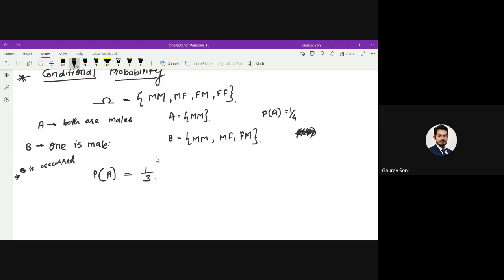Yes. So what is happening here is when the event B has already occurred, that is, one of them is male, that is fixed, then there are only three sample points. Those are these three. And then if I look at the event A, which is both are male, then the probability is going to be 1/3. So this probability is called the conditional probability.